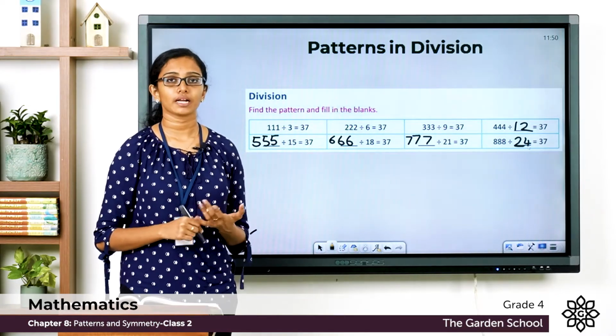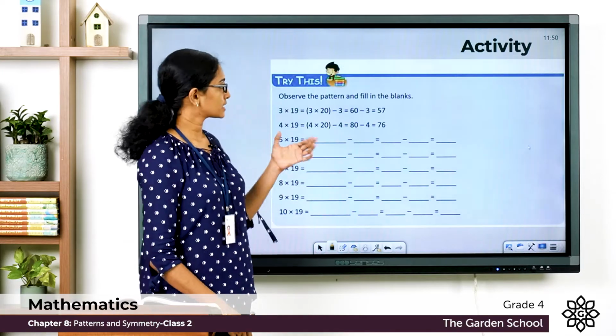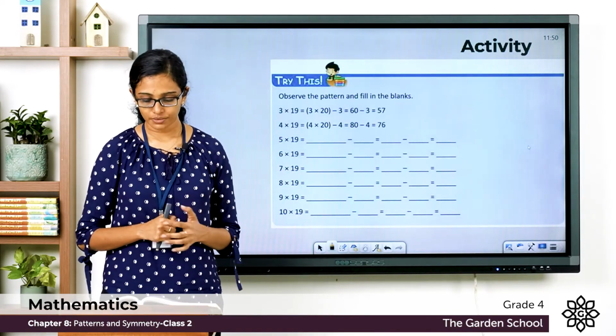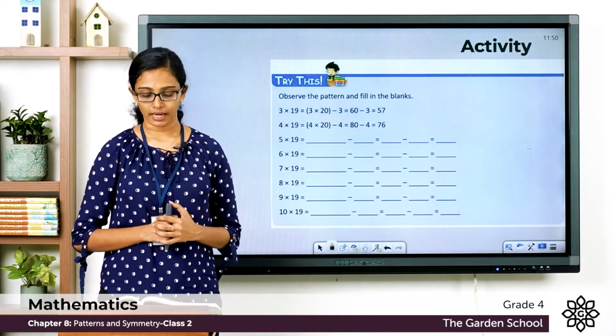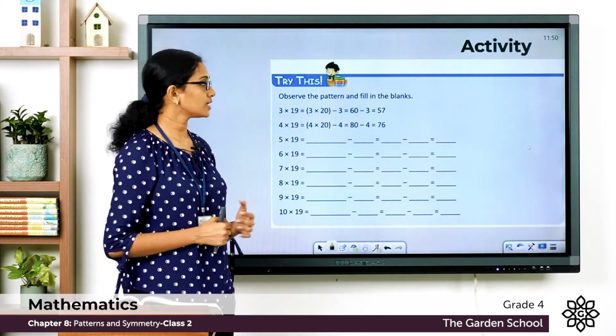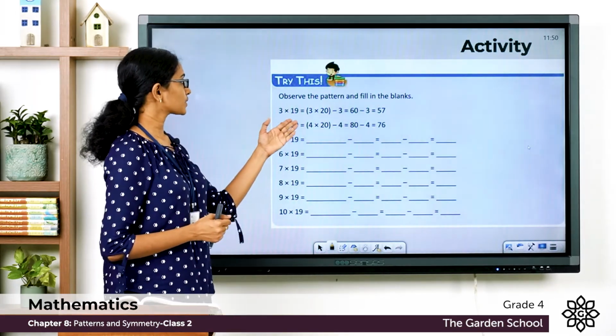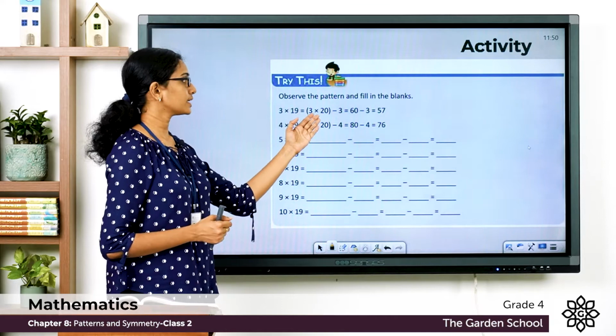This is from page number 117 of your textbook. You can see this heading, "Try this." Observe the pattern and fill in the blanks. Let's observe the numbers. The first one, 3 into 19 is equal to 3 into 20 minus 3.